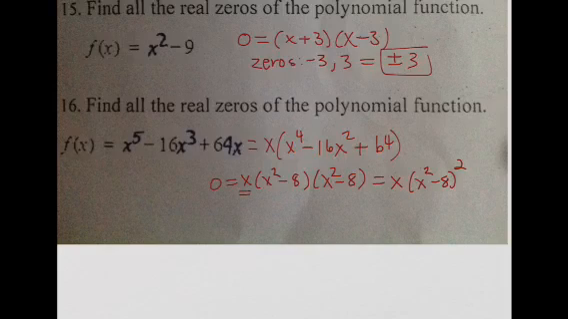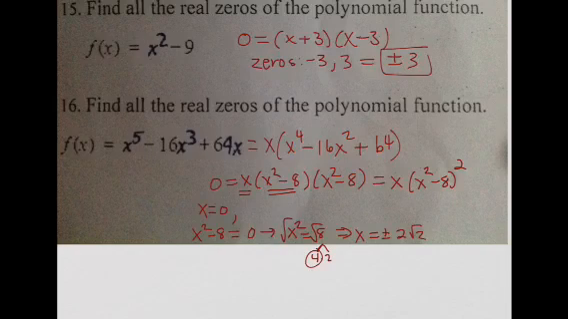So then for the first factor, x is 0. For the second one, you could set it equal to 0 also, like this. And then this gives you x squared equals 8. Take the square root of both sides, and so you get x equals plus or minus. Simplify it, so square root of 8 is square root of 4 times 2. So the 4 comes out as a 2, 2 radical 2. So the zeros are 0, plus or minus 2 radical 2.